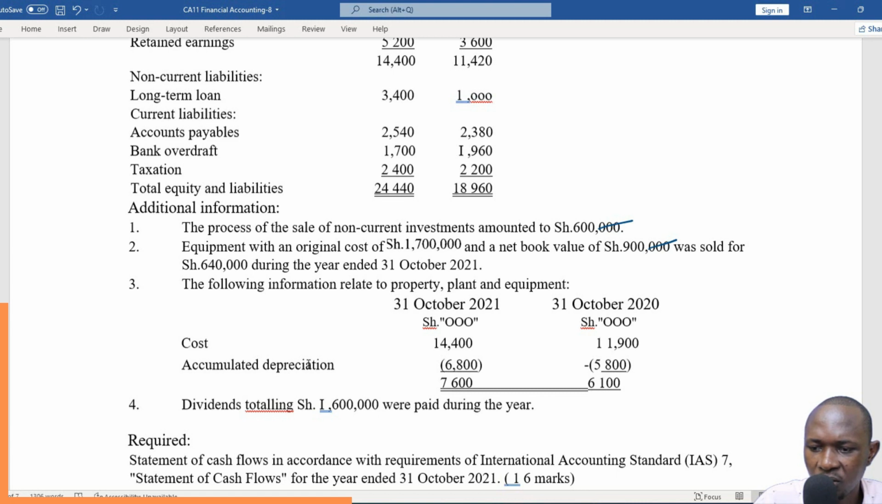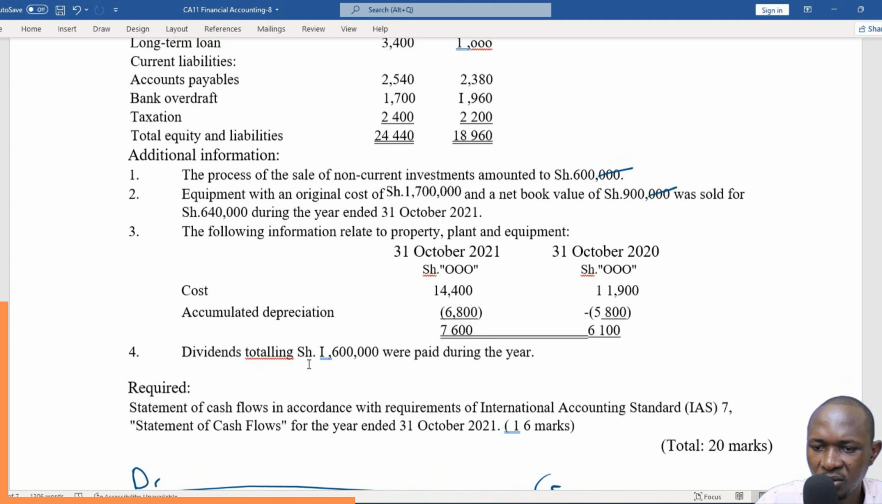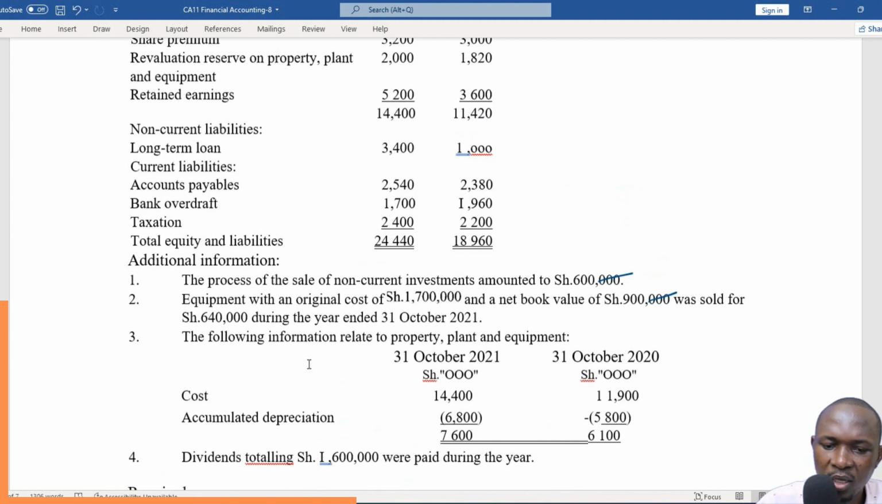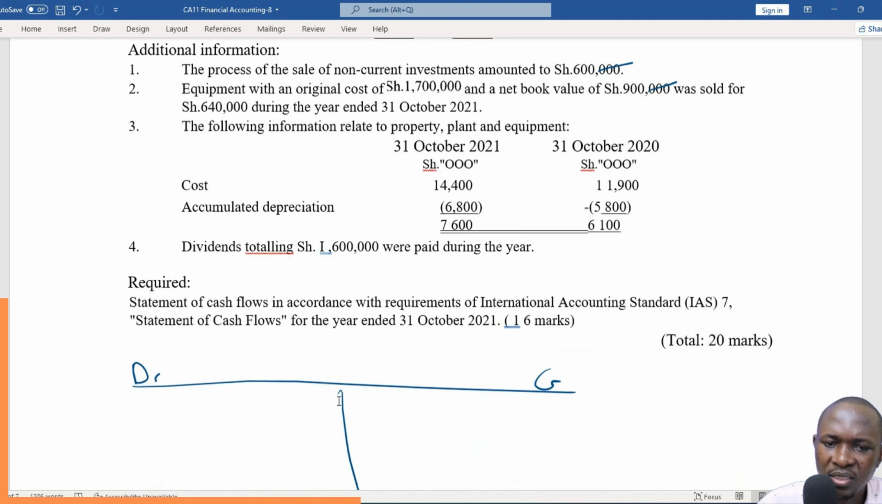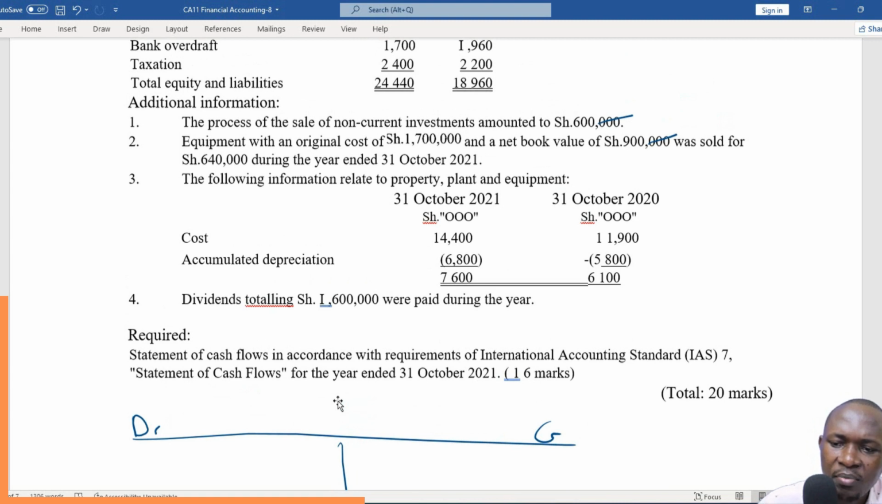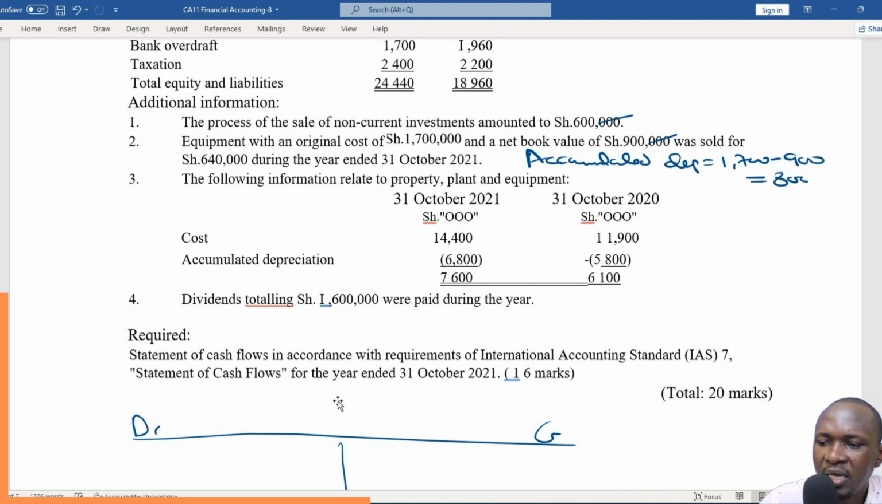In fact, there's no need for us opening this one. It's quite a straightforward thing, so there's no need of us even going that direction. So equipment with an original cost of 1.7 and a net book value of 900,000 was sold. So we can simply say if the original cost was 1.7, net book value 900, the accumulated depreciation is equal to 1.7 minus 900, which gives us 800,000. I'm ignoring the zeros.